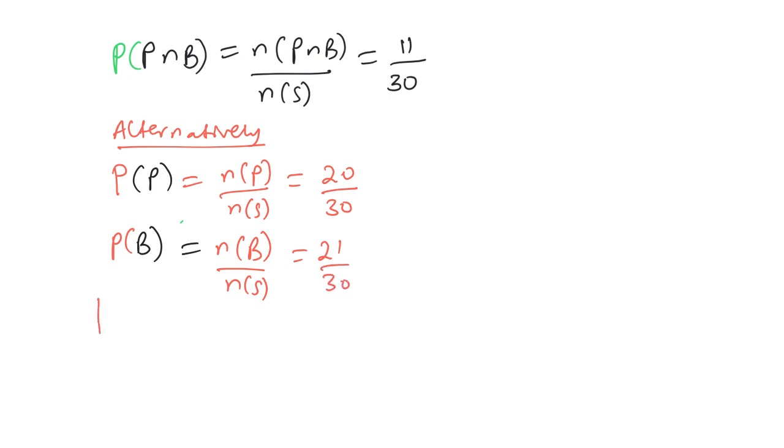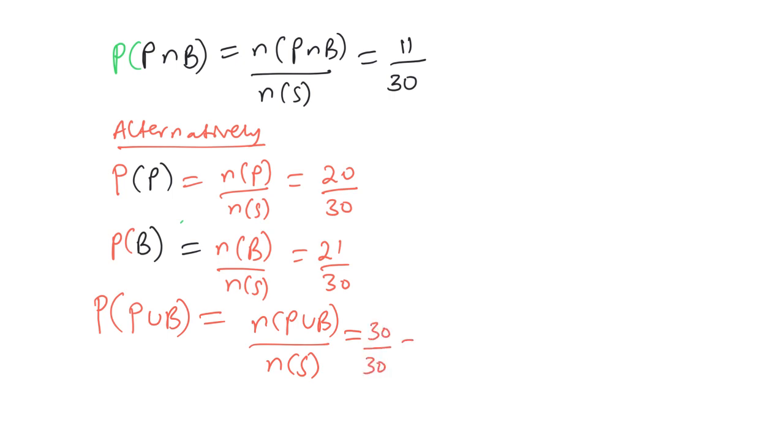Now we know something about the probability of physics union biology. They mentioned something indirectly here. Physics union biology is number of physics union biology over number of the sample space. But they said each student takes at least one. That means that nobody is outside the union. So these are 30 out of 30, which is equal to 1.